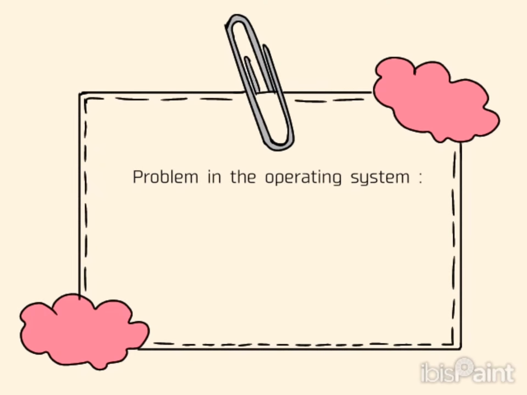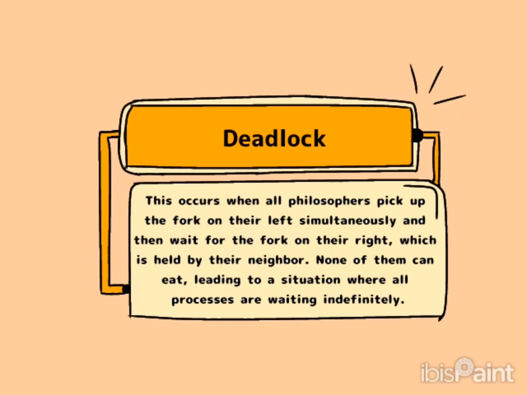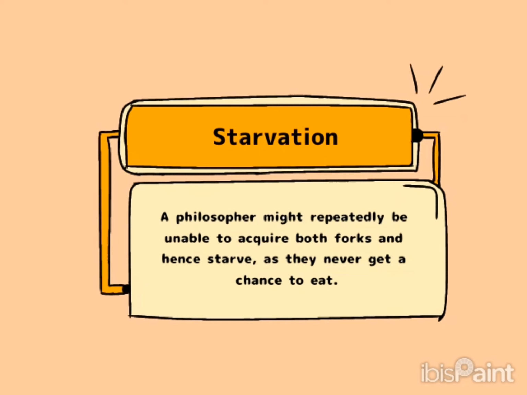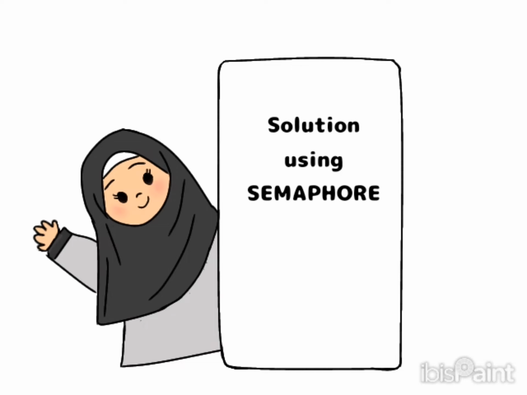Next, this is a problem in the operating system. We have 2 problems, which are deadlock and starvation. Deadlock occurs when all philosophers pick up the chopstick on their left simultaneously and then wait for the chopstick on the right, which is held by their neighbor. None of them can eat, leading to a situation where all processes are stuck. Next, starvation. A philosopher might repeatedly be unable to acquire both chopsticks and hence starve, as they never get a chance to eat.